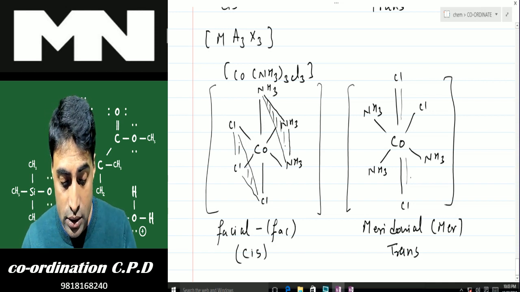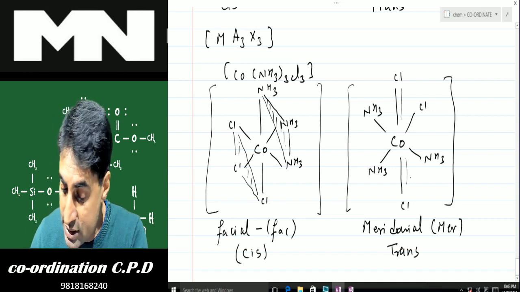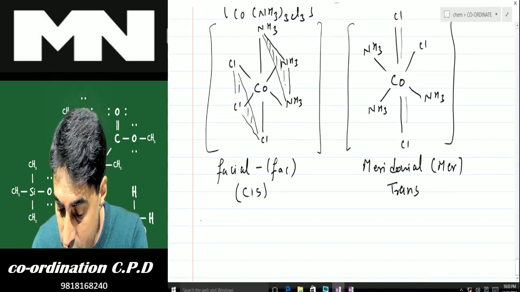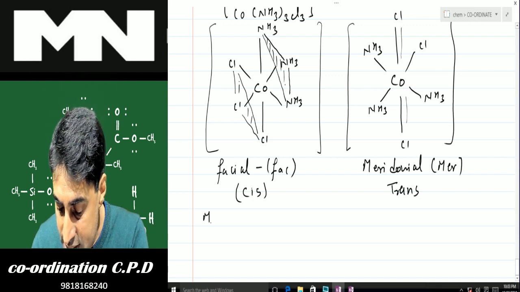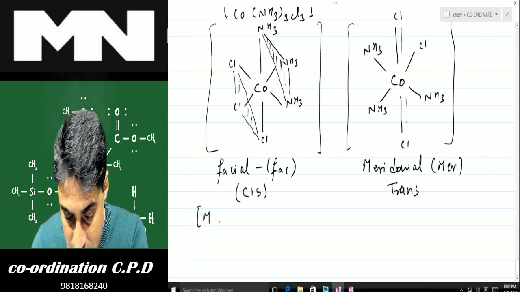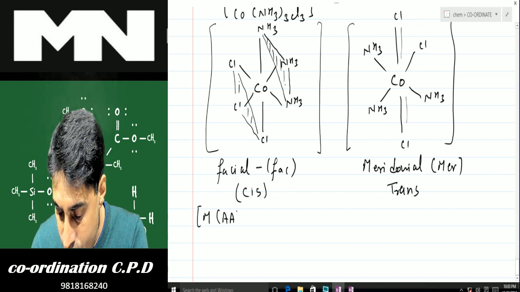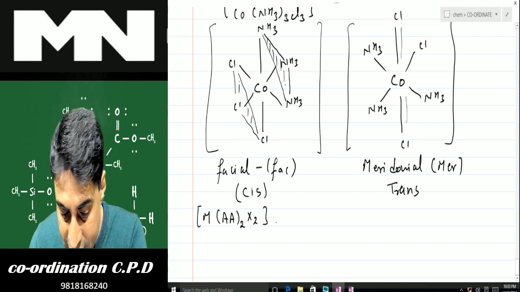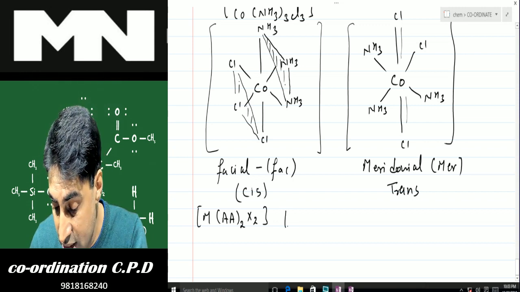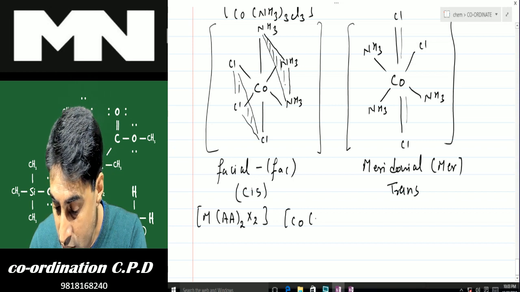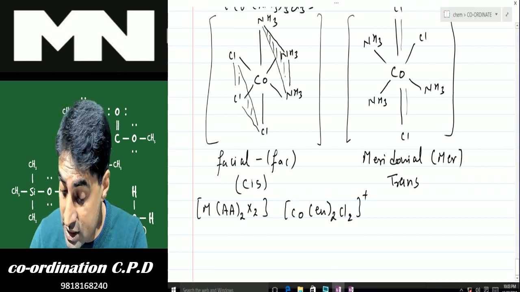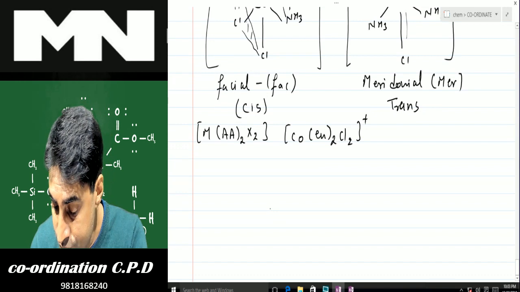So here we have seen this type of isomer. Otherwise, if we talk about cis and trans isomer, we can have another type of compound. I'm writing it here. That is M(AA) whole twice X2. I'll give you one example for that. Suppose I got cobalt, ethylene diamine whole twice Cl2, single positive. For this compound, I'm drawing its isomer.